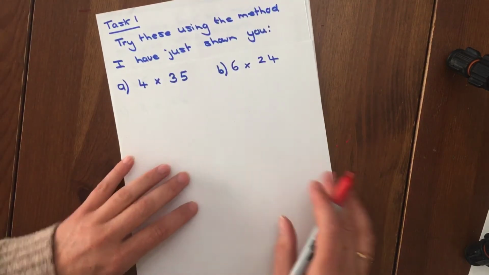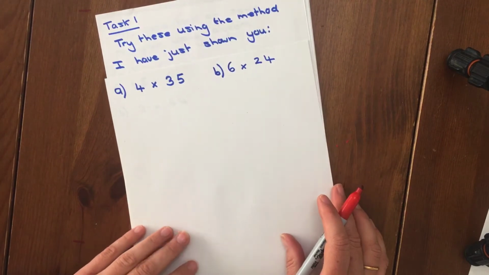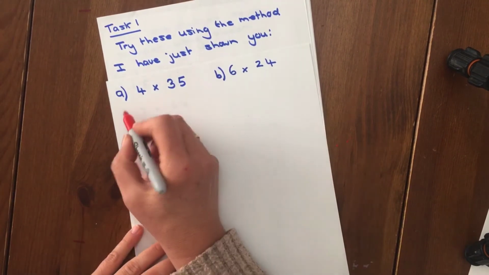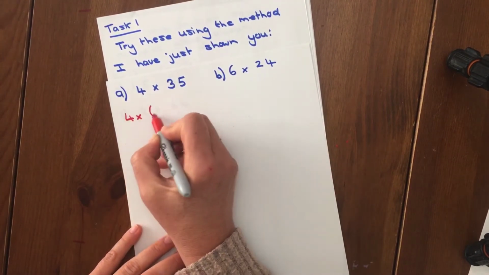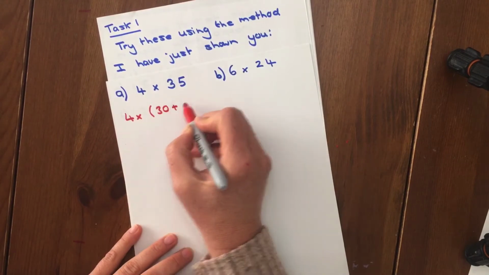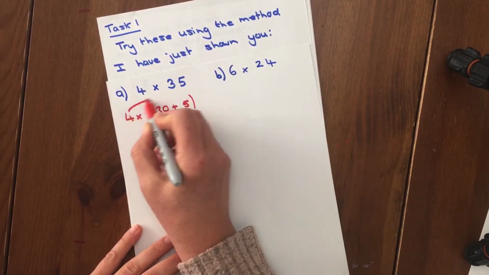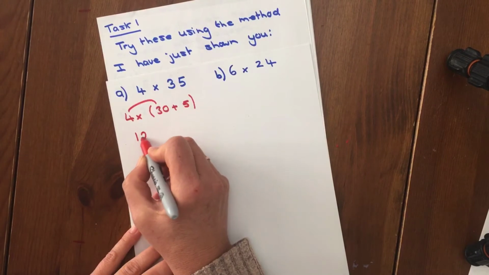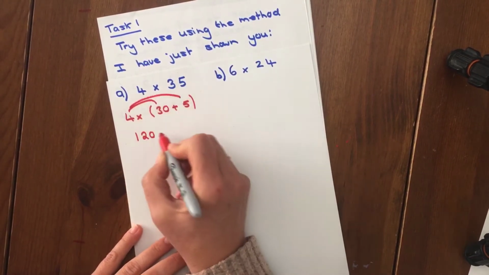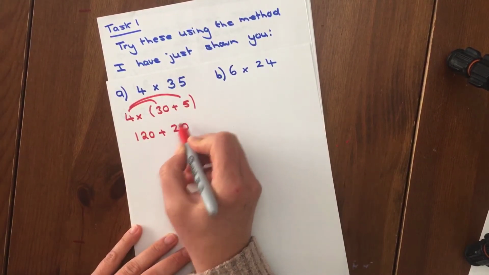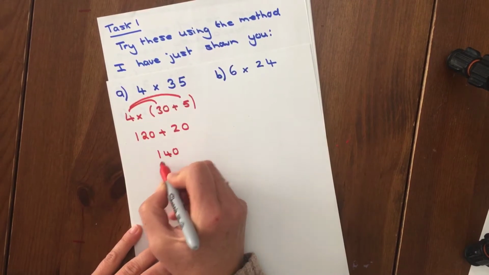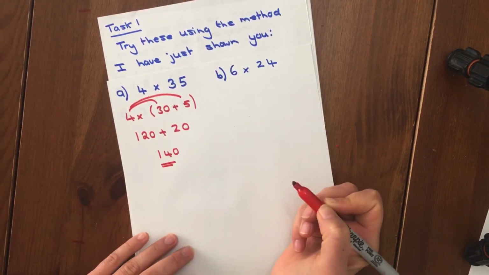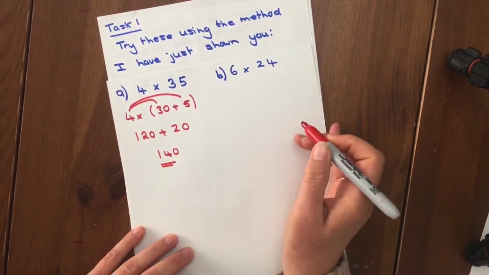Okay, the solutions to these tasks. This will be 4 times 30, add 5. 4 times 30, 120. 4 times 5 is 20. Add them together, 140. Well done if you got that right.